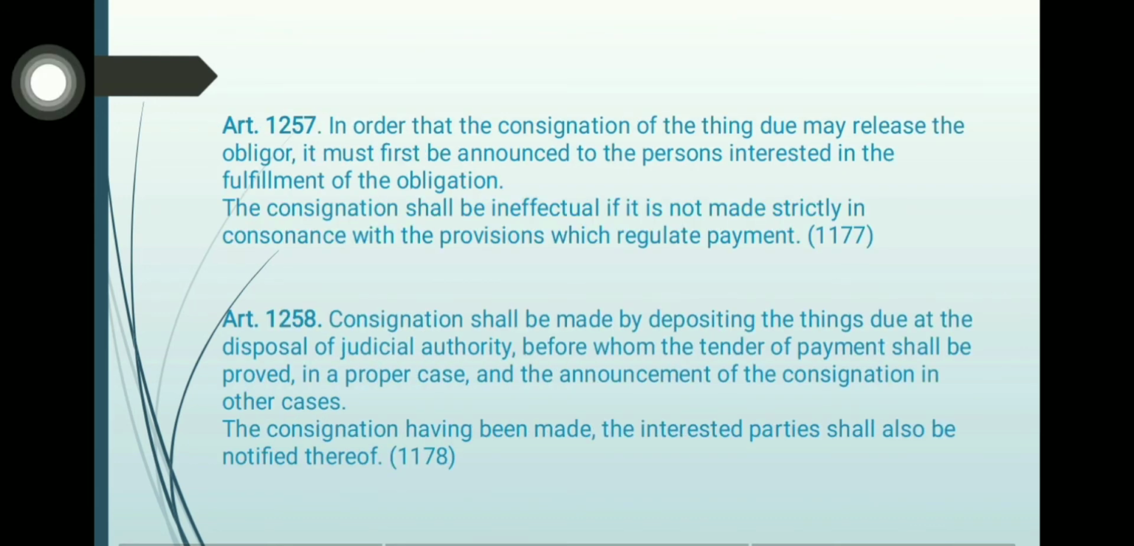Article 1258. Consignation shall be made by depositing the things due at the disposal of judicial authority, before whom the tender of payment shall be proved in a proper case, and the announcement of the consignation in other cases. The consignation having been made, the interested parties shall also be notified thereof.